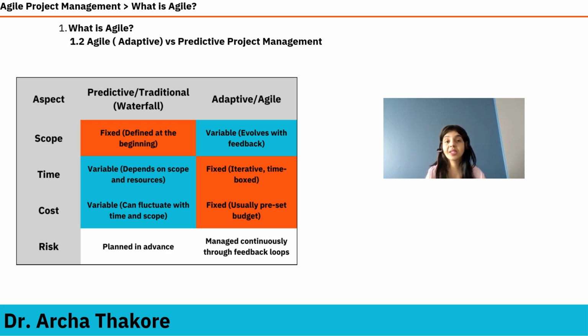Risk. How is risk managed? Risk is also anticipated and risk responses are planned in advance in predictive project management. However, in Agile, you have a backlog, and we'll talk about it at length later. And that backlog is adjusted as per the risk. So the teams connect, they talk about risk, and when a risk is identified, through feedback loops, it is managed continuously. It's a constant discussion about risk, and what needs to be done is managed continuously throughout the project.